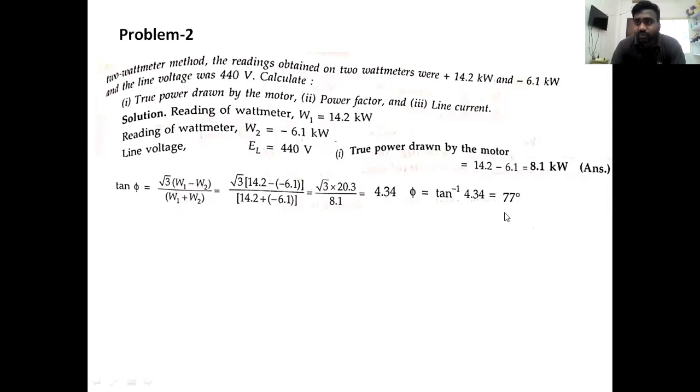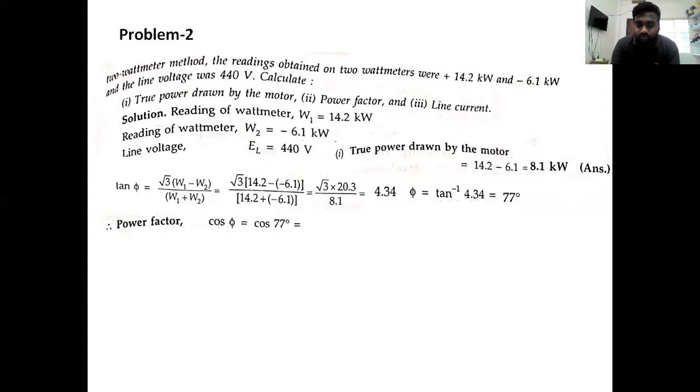So we need to find out the power factor. Power factor is nothing but cos phi. So the value of phi is 77 degrees. What will be the expression of power factor? Cos 77 degrees is equal to, solve along with me in your running notes. Use a scientific calculator or scientific calculator application, so the calculation will be simple.